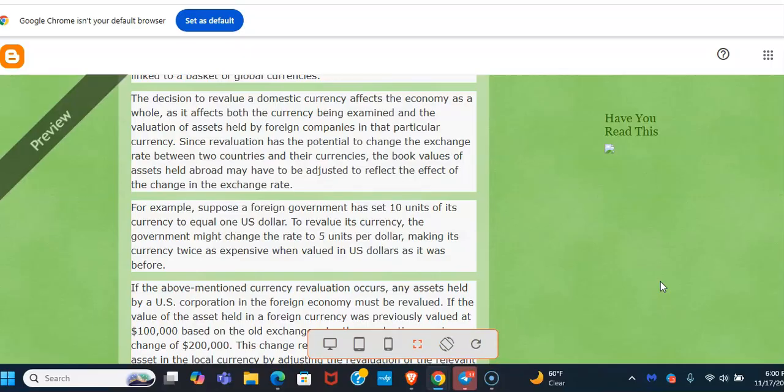Anyway, for example, suppose a foreign government has set 10 units of its currency to equal $1. To revalue its currency, the government might change the rate to 5 units per dollar, making its currency twice as expensive when valued in US dollars as it was before. And if you notice, like last week, our dollar index was at 107. I think it even got above 107. And other countries that are pegged to the dollar, their money was going down in value, right? So they had to use more of their money to make up what it was before to pay the same bills, buy the same products, right?